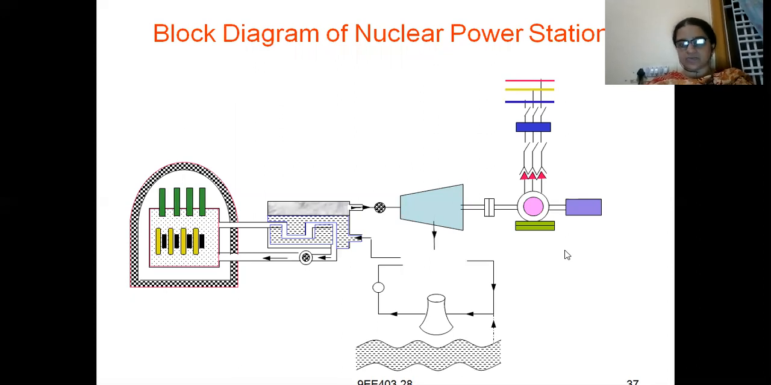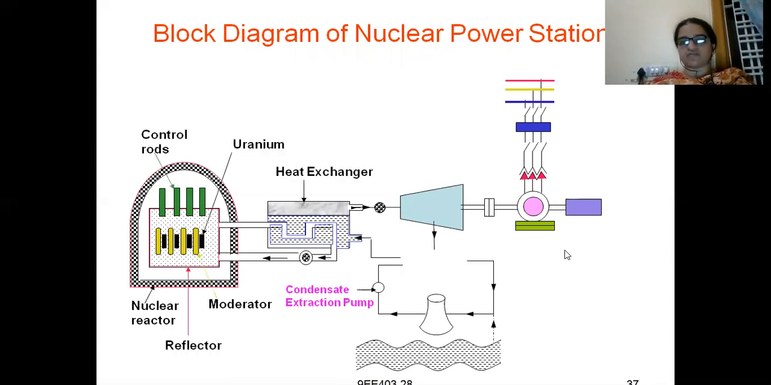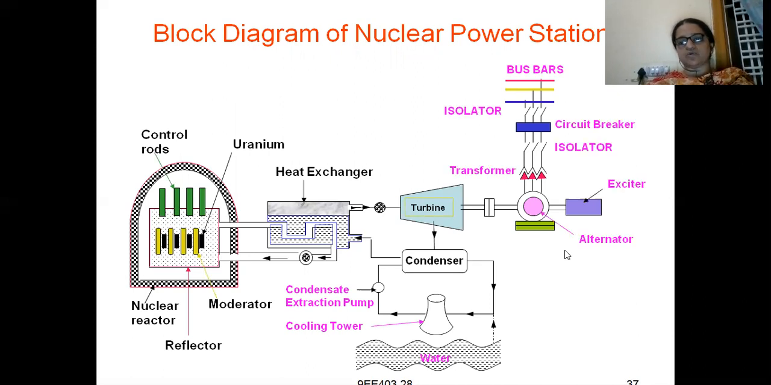This is the block diagram of a nuclear power plant. I have explained the block diagrams of all the power plants covered till now, like the thermal power plant and the hydroelectric power plant. Today we are discussing the block diagram of a nuclear power plant.